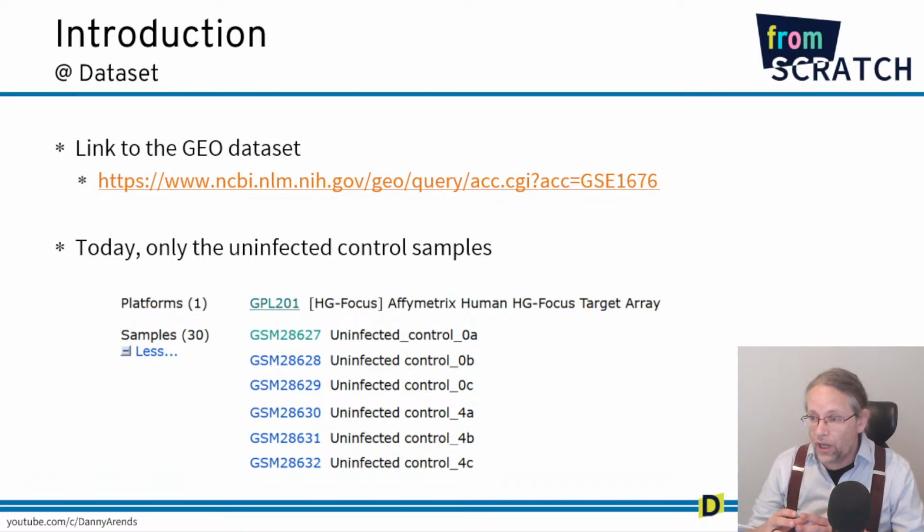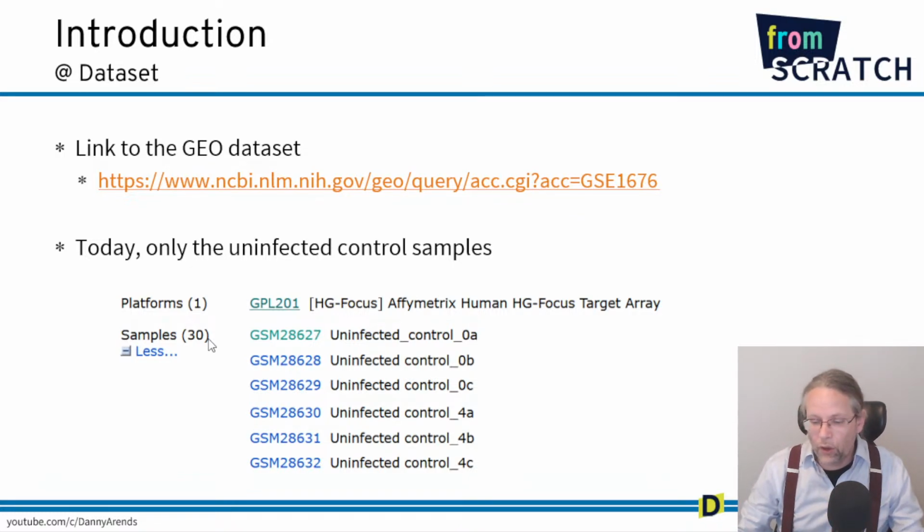So like I said, it contains 30 samples in total. Today we'll only be looking at the uninfected control samples. So we're not even going to take the control samples which have been infected with an empty vector. We're just going to take HEK cells which are grown, and then HEK cells which are grown and then have been treated with this neocarzinostatin. So that's the data set for today. I put the link here.